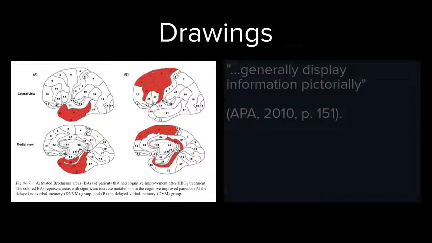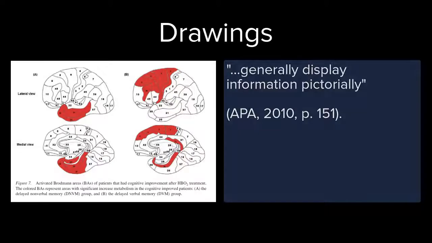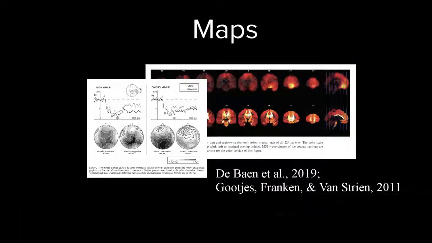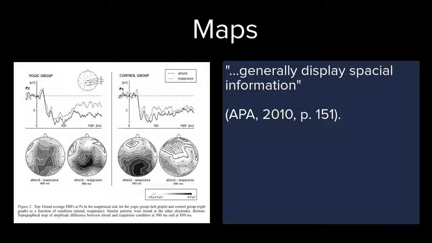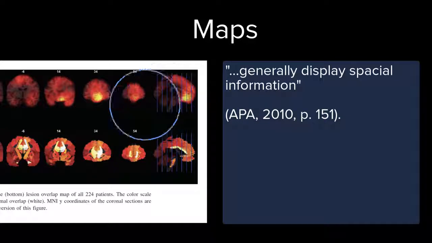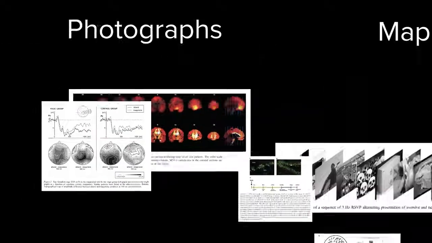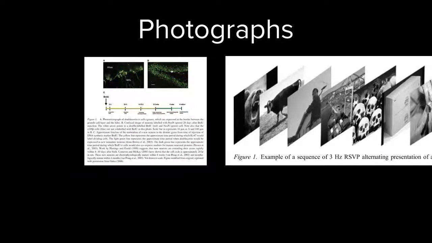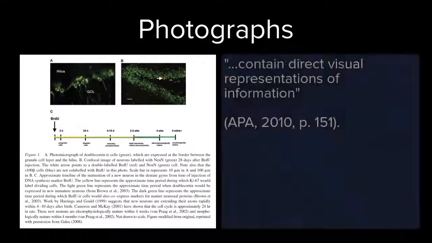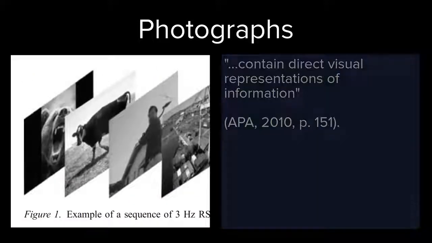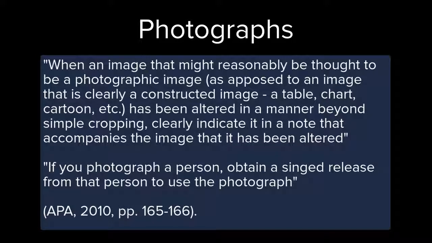Drawings generally display information pictorially. We tend to think of maps geographically, but maps generally display information spatially, such as this lesion overlay map of a human brain. Photographs contain direct visual representations of information, such as this photomicrograph of brain cells, or this collection in a study about traumatic stress.